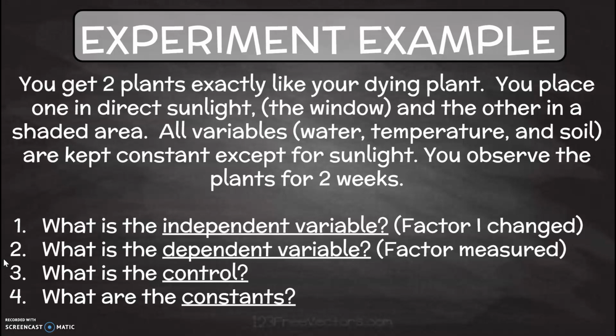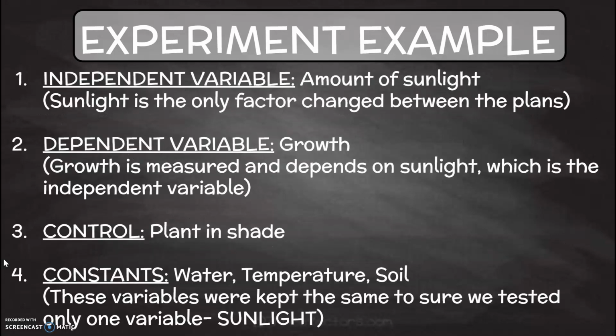Independent and dependent variables are the things that you are doing in your experiment. For example, the change in your experiment is going to be your independent variable. The dependent variables are going to be the things that you're measuring, the things that you're looking at. My independent variable in my plant experiment would be the amount of sunlight. That's the only factor I'm changing. My dependent variable could be the growth of my plant.